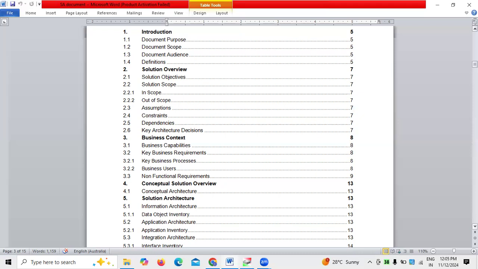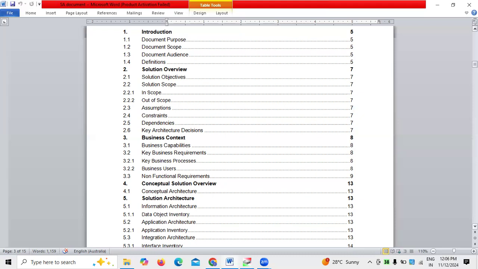Next is the solution overview, because here we need to mention the solution objectives. Next, we need to mention the scope of the solution. What are the possibilities we have to develop? This is what the scope of the solution stands for. Solution objectives are important. Next, solution scope: what are the possibilities we have? It can be in scope or out of scope, which we must know. So objectives followed by the scope are important.